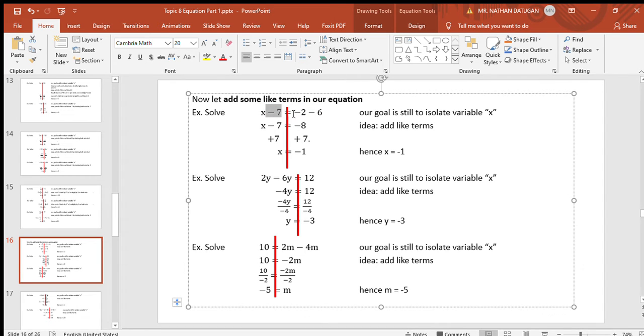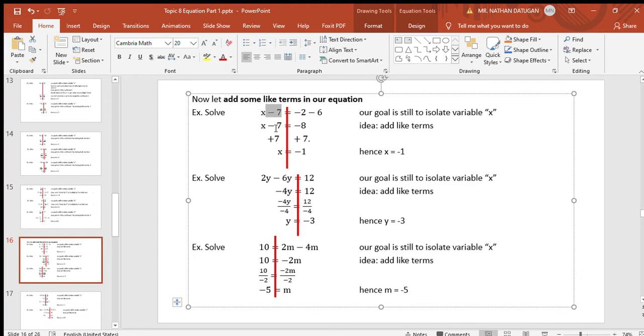You might say, oh, there are like terms here. You cannot add terms when they are on the other side of the equal sign. You can only add terms on the same side of the equal sign, okay? So you cannot add negative 7 with negative 2 and negative 6. But what you can do is add negative 2 and negative 6. Negative 2 minus 6 is negative 8. So our new equation is x minus 7 is equal to negative 8.